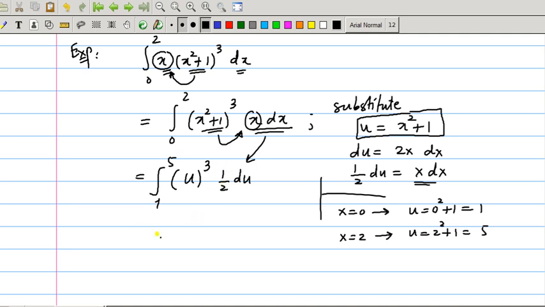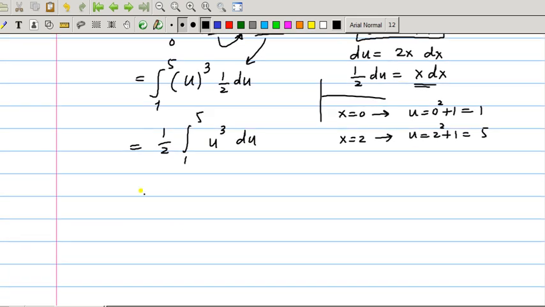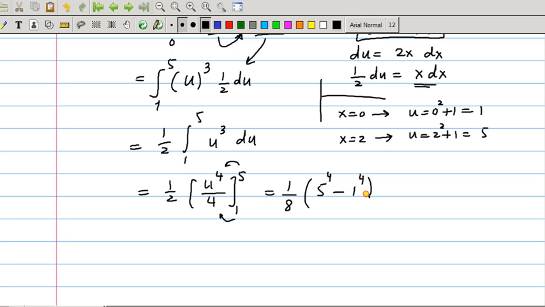Now 1/2 is a constant. I can write 1/2 outside, and this is what we have, u cube du. Now the integration of u cube is u to the power 4 by 4 from 1 to 5. So now I will replace this 5 first and then 1. So it will become 1 over 8, 4 2s are 8, and u4 means 5 to the power 4 minus 1 to the power 4.